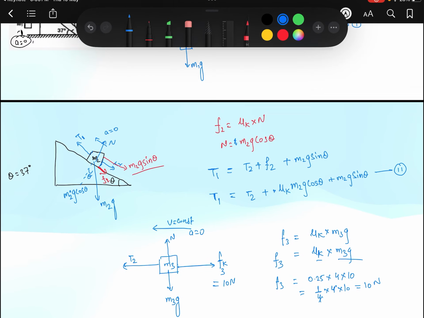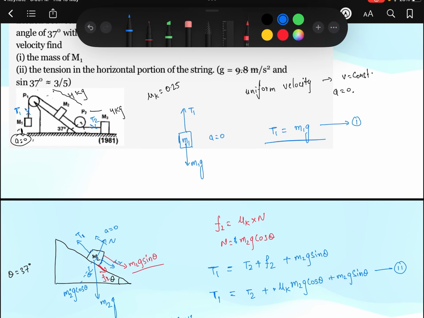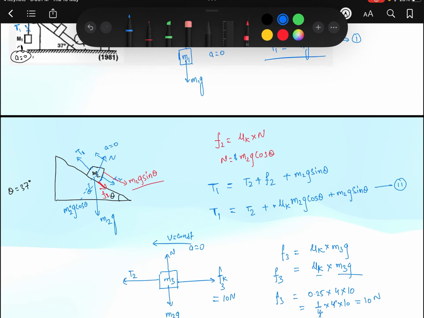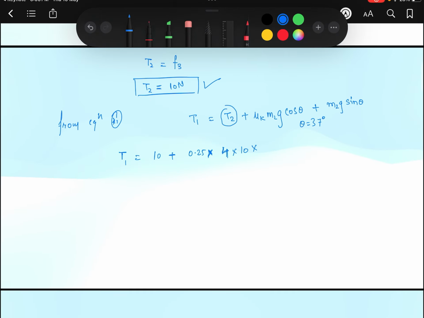So what is the value of cos theta? Sin theta is given as 3 by 5, so cos theta will be equal to 4 by 5. In the question it is mentioned that sin 37 is equal to 3 by 5, so cos 37 will be equal to 4 by 5. From that right angle triangle we can easily find it. So we are putting the value of cos 37, that is 4 by 5, right? Now plus m2g, which is 4 multiplied by 10, into sin theta, that is 3 by 5.